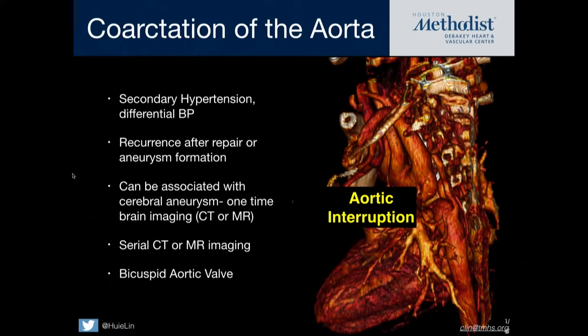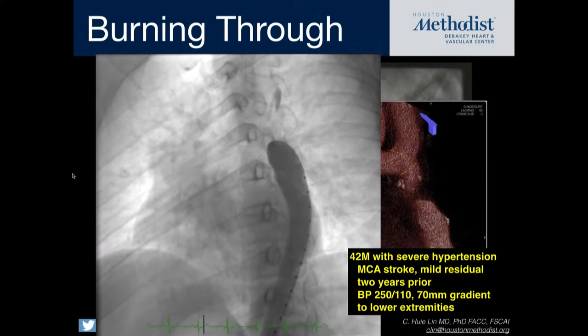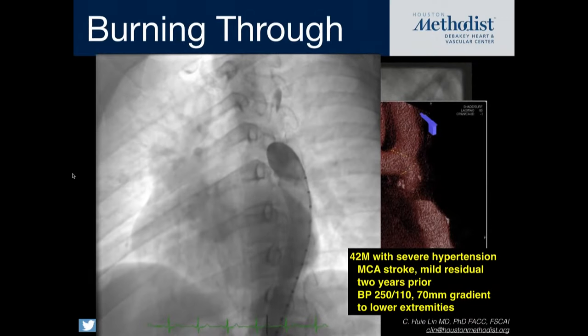Here, we see a nice 3D reconstruction of a CT, in which we have a patient with complete interruption of the aorta, which is, of course, the most extreme form. One of the things you see here is that it's just distal to the left subclavian artery, and very prominently you see the very severe collateral circulation in the intercostals surrounding the total interruption of the aorta. So, this is what it looks like on invasive angiography when we have this total interruption.